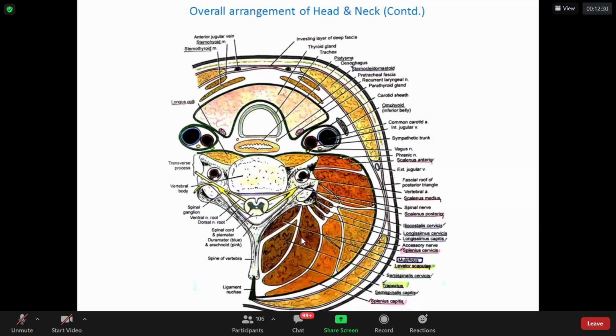And then comes the semispinalis cervicis group and semispinalis capitis group. And lastly, and most deep, is the multifidus group. So these are the four groups of muscles here, and altogether they are forming the deep muscles of the back. Right? Is it clear?